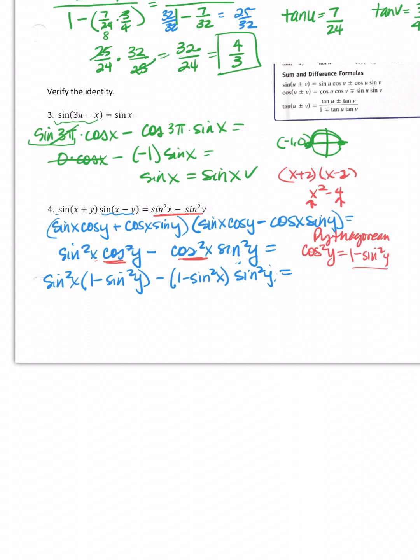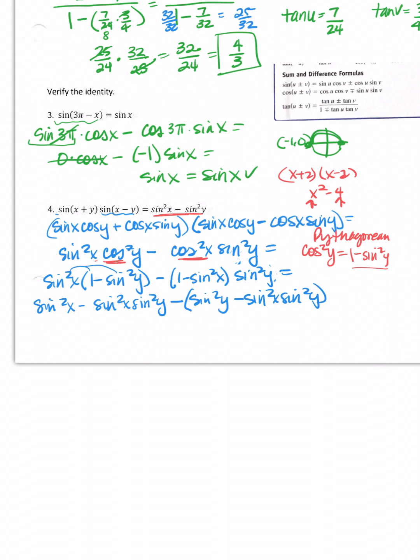Right, so let's distribute. So I'm going to have sine squared x minus sine squared x sine squared y minus, when I distribute here, I'm going to have the sine squared y. So I want to be careful with my parentheses, right? Sine squared y minus sine squared x sine squared y.